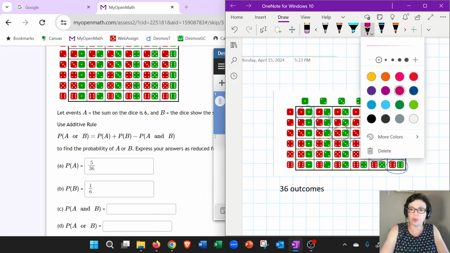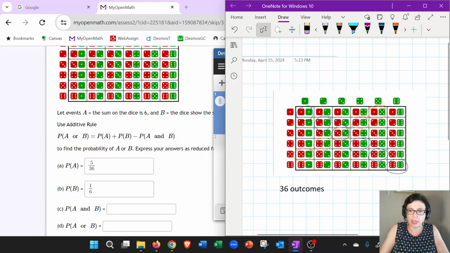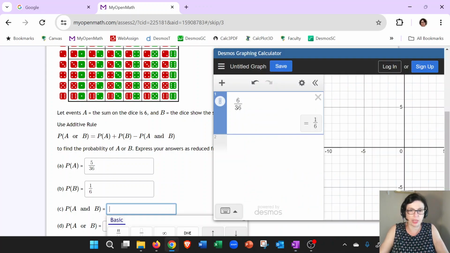So basically what you want to look at is where do they overlap, okay? If you look at the picture that I have, like these blue circled possibilities and the orange circled possibilities, was there anything that overlapped? And the answer is yes, right here in the middle, okay? And there's only one like that. That's only 3, 3. That's it. So that's just going to be 1 divided by 36.